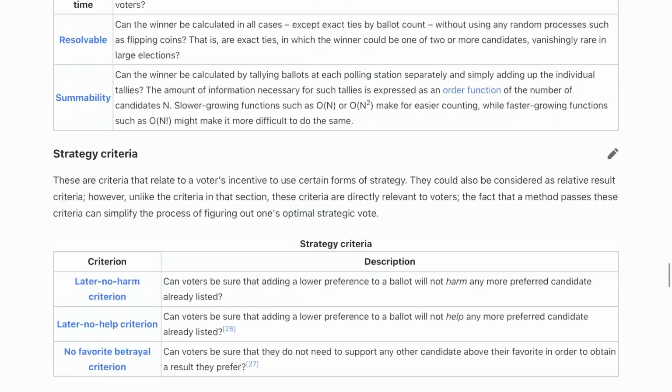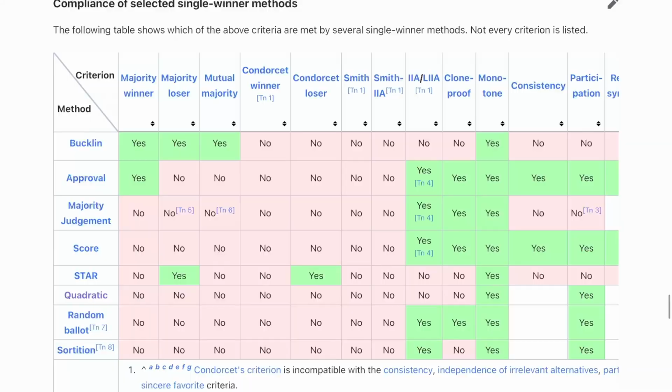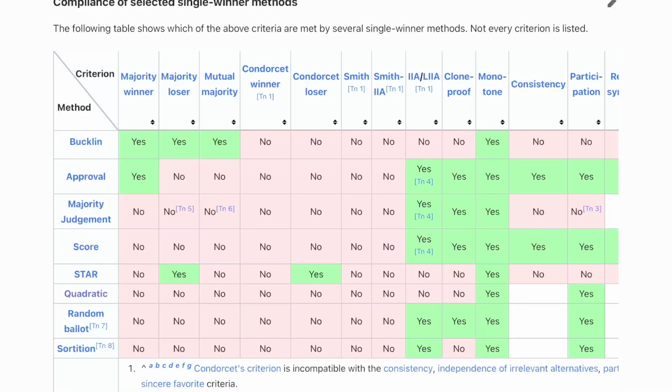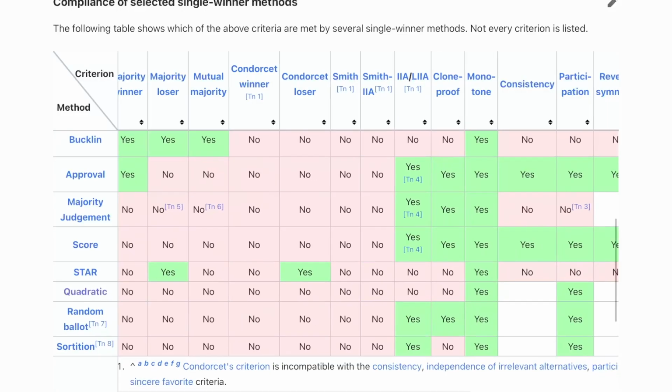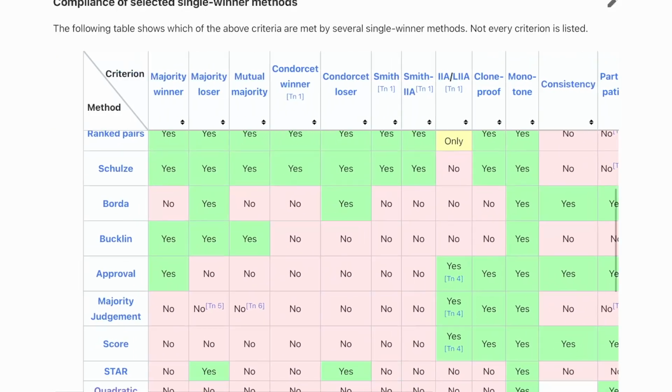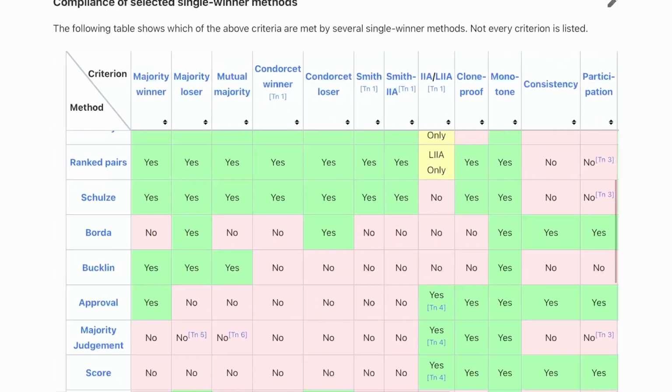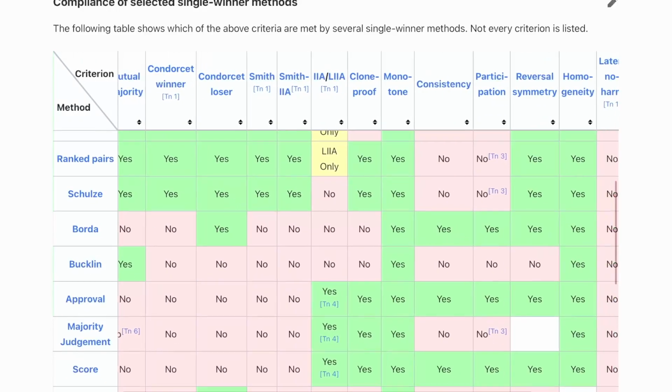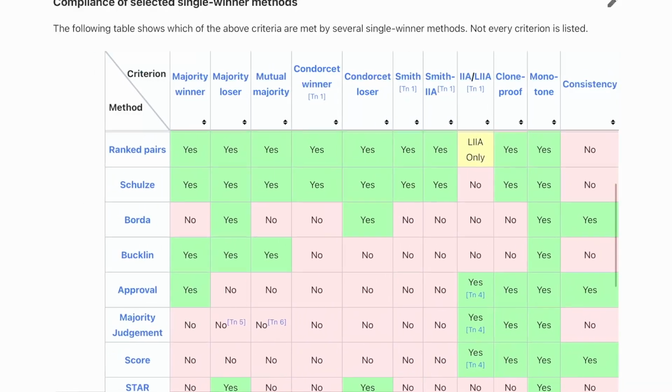Anyway, I would like you to breeze your eyes over this chart here. What we have here across the top are various different criteria that you could use to judge one of these systems. Here, the very first one is what we just talked about, the majority winner criterion. And you will see, actually, there are many more columns here. These are all the different ways that people have talked about trying to evaluate these systems. There are many different criteria.